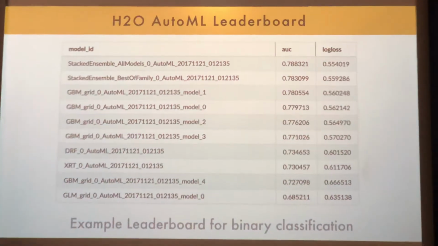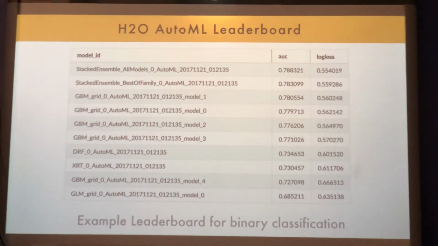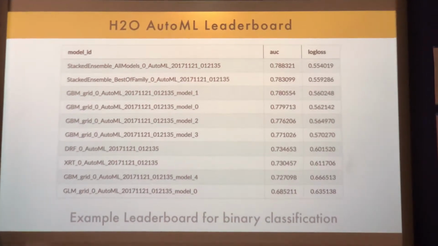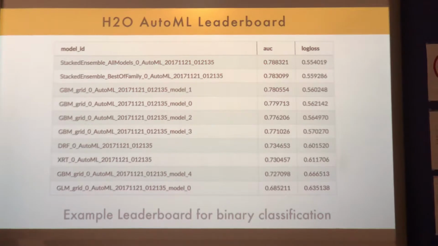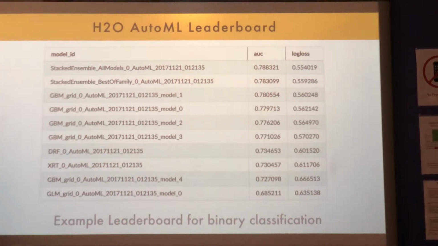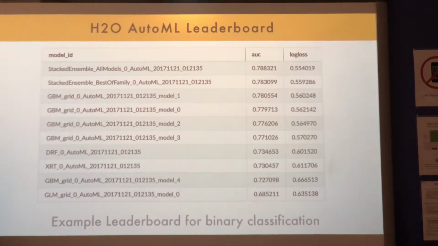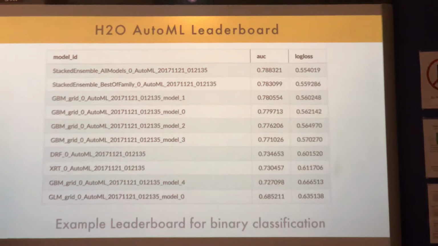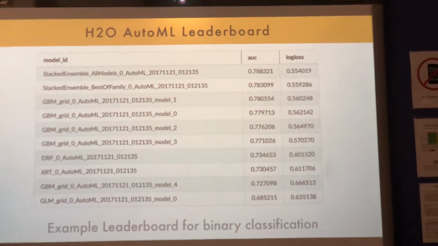So here's just an example of what a leaderboard is. It's really just a data frame that has the names of your models in there, and then these performance metrics. In H2O, everything has an ID, so this is how we distinguish models from each other or data sets from each other. So these are all the model IDs.